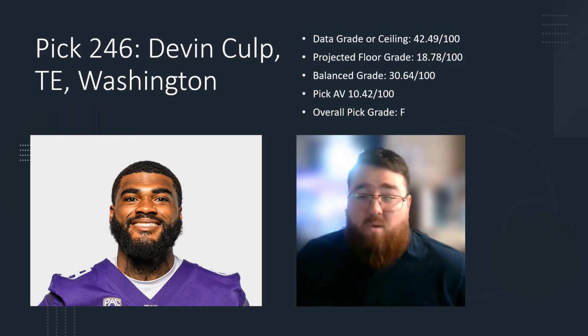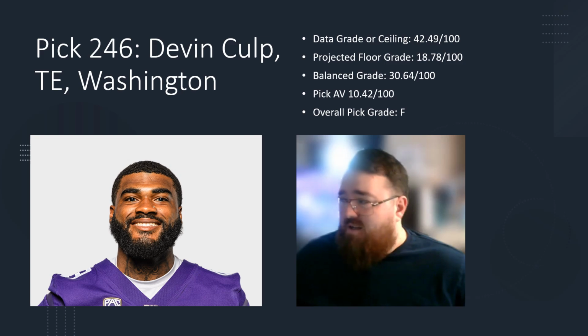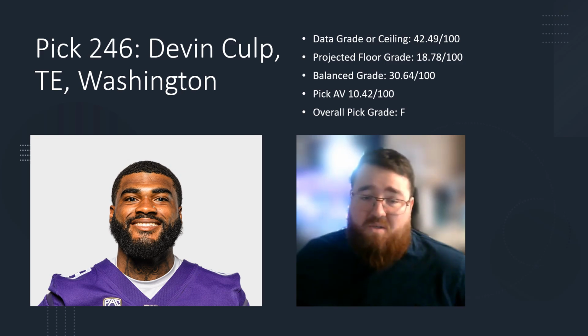He had a data grade of 42.49. His floor is 18.78 and balance grade is 30.64. Overall pick AV would be 10.42. Overall pick grade would be an F. So based on his data grade, 42 percentile is not the best in terms of your data grade.